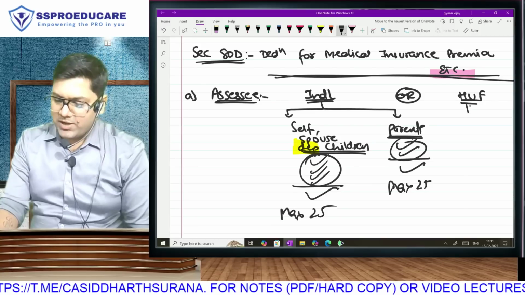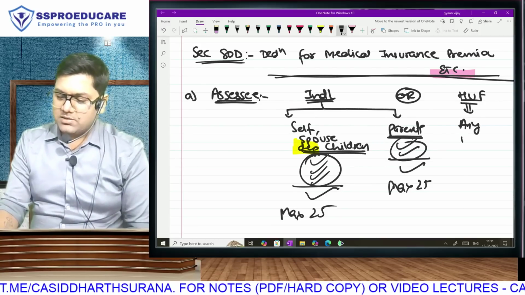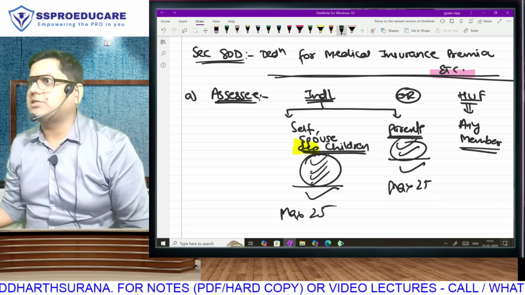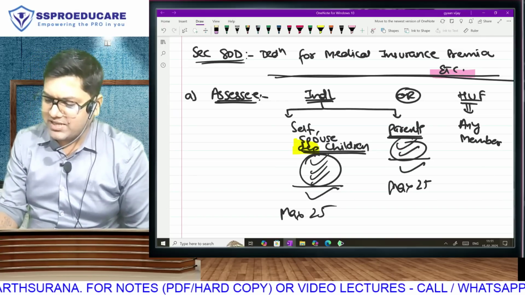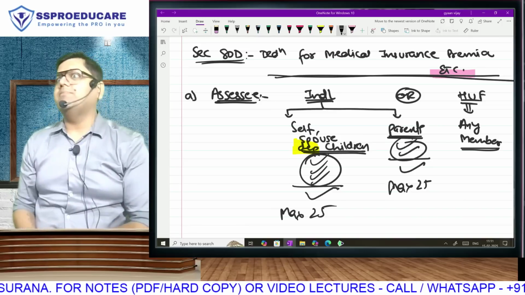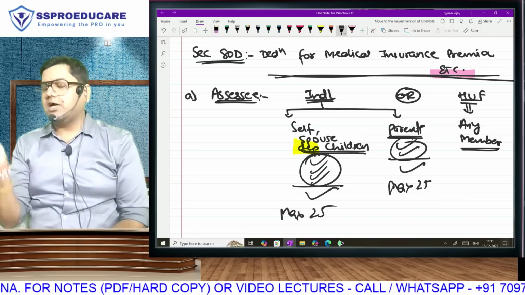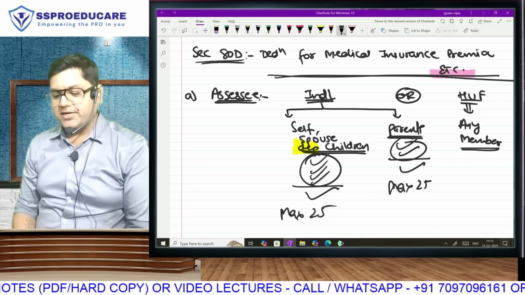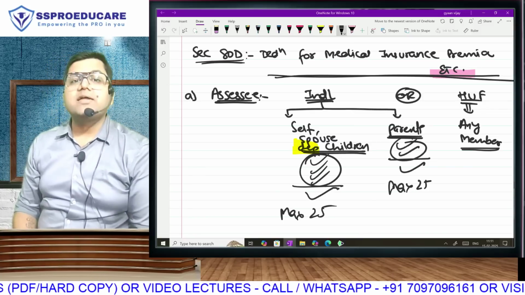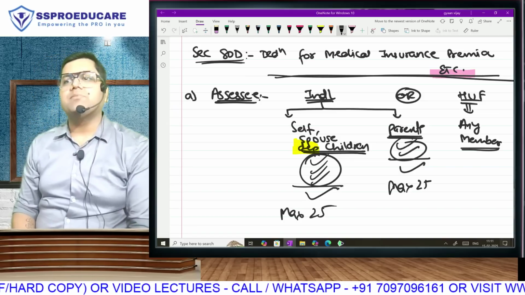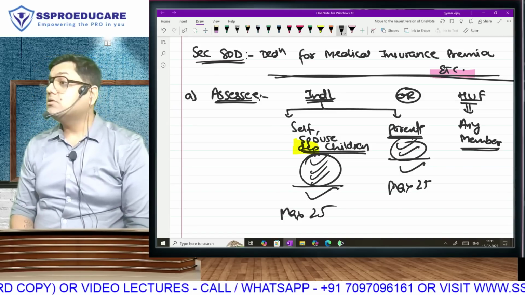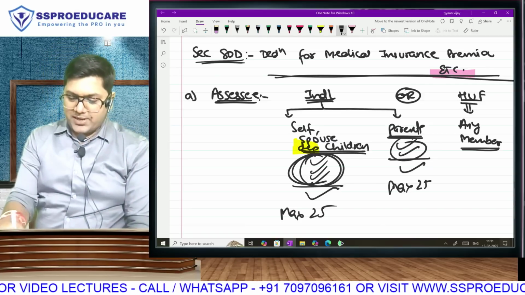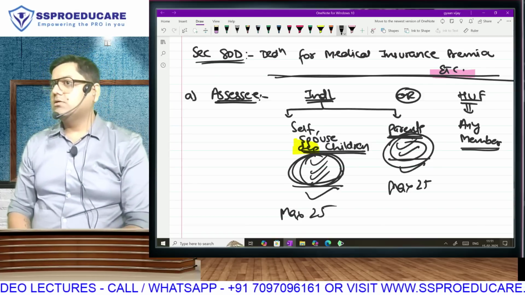And of course, HUF is as cool as ever. HUF can make the contribution for any member, and obviously that 25 has to be separate. It's a different assessee only. So HUF is never going to create any confusion. Confusion will come in individual. Confusion will come in the two categories of an individual. First category: self, spouse, dependent children. Second category: parents. First category maximum limit 25,000. Second category maximum limit 25,000. Sir, they are two separate calculations. You take this total and apply 25. You take this total and apply 25.